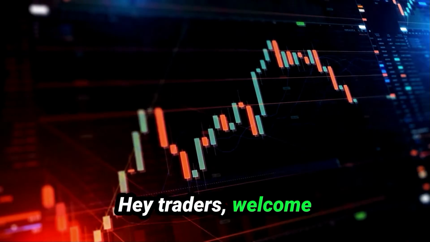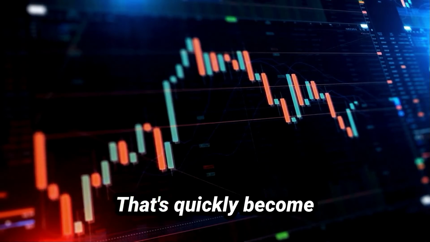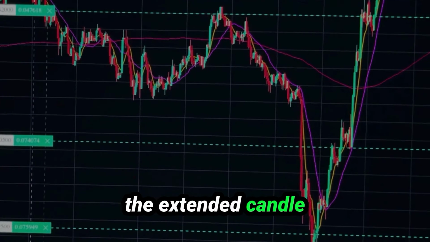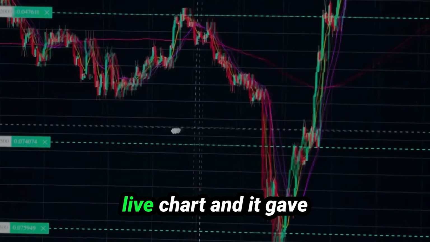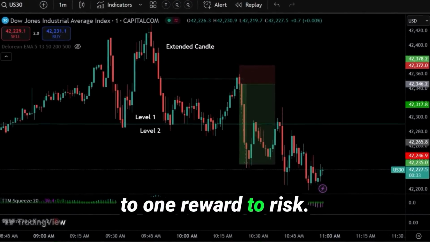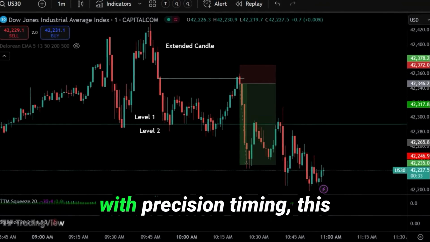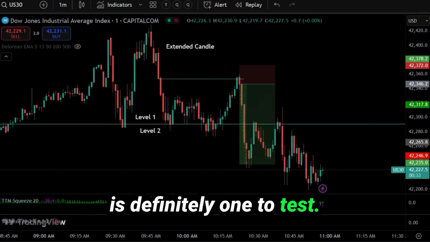Hey traders, welcome back to the channel. Today, I'm breaking down a setup that's quickly become one of my favorites: the extended candle with the level 2 entry. I just tested this on a live chart and it gave me a super clean 4-to-1 reward to risk. So if you're into structure-based entries with precision timing, this is definitely one to backtest.